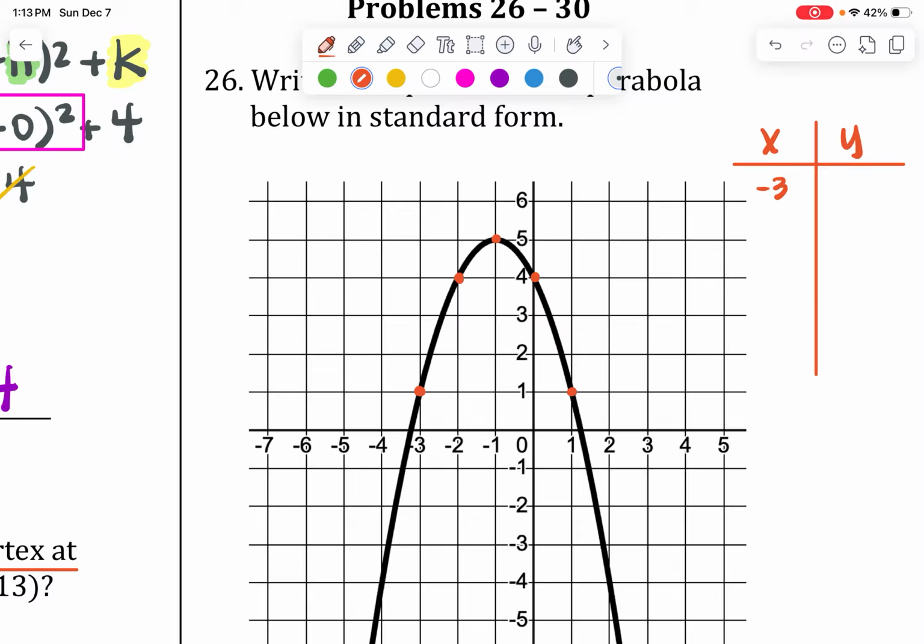So -3, 1, -2, 4. I always like to go left to right, but it doesn't really matter what order you put yours in. I just like to go least to greatest in my x's. And then 0, 4, and 1, 1. Now that I have these 5, I'm just going to go put my table in Desmos, and I'm going to go run a quadratic regression.